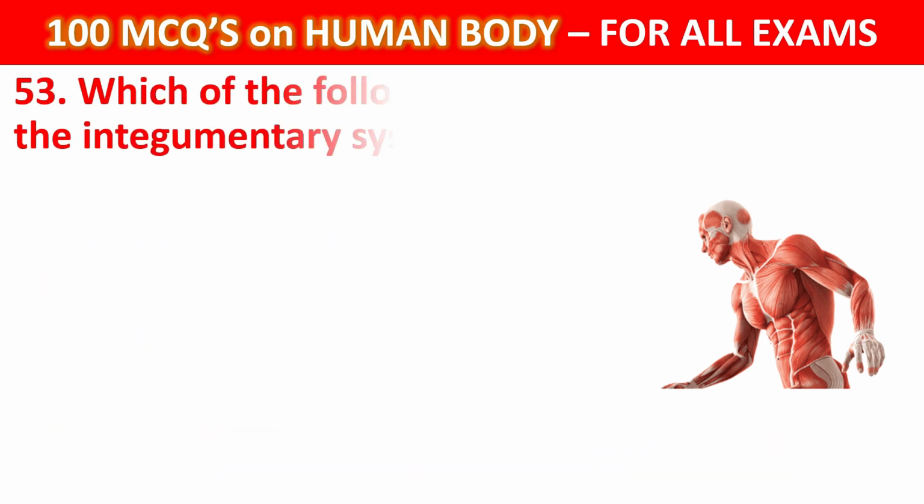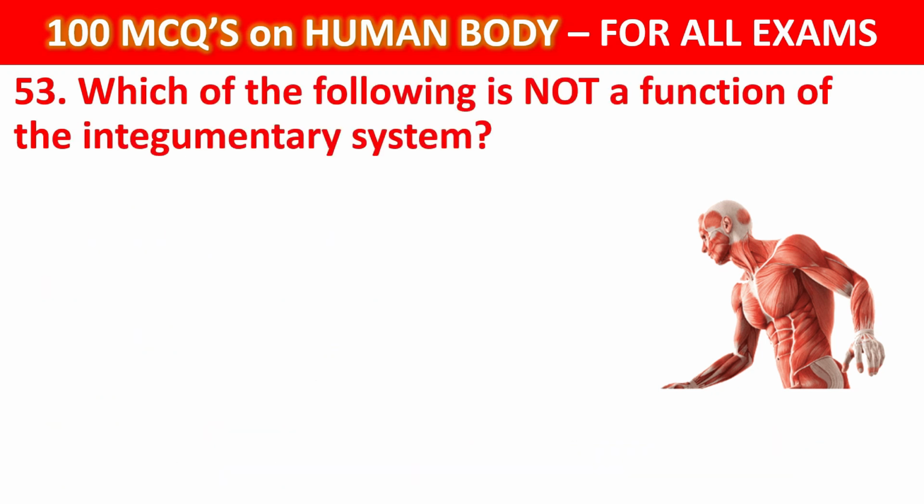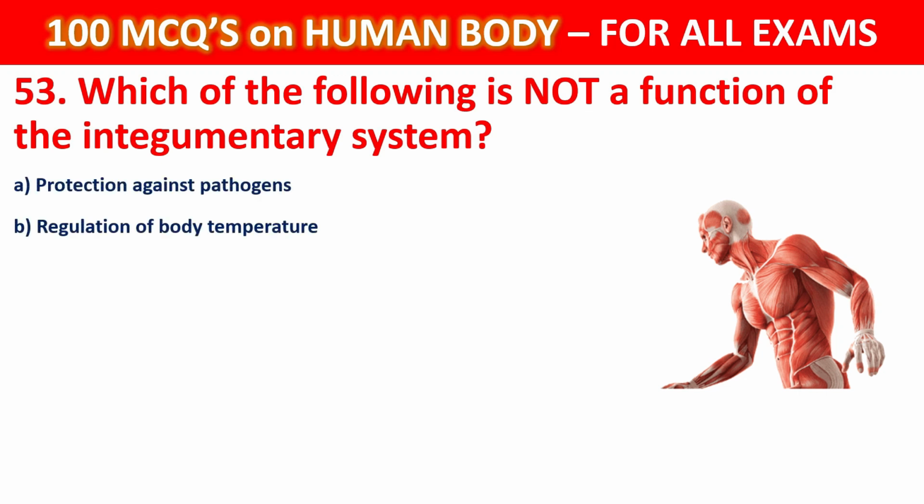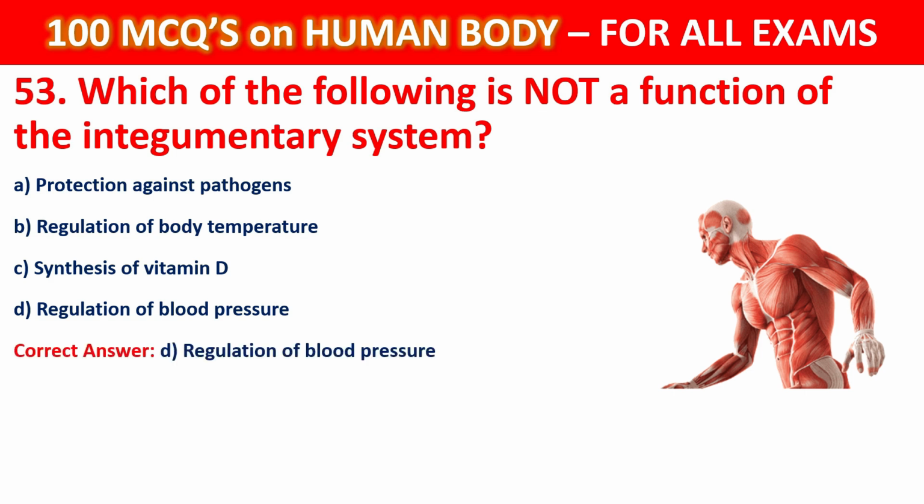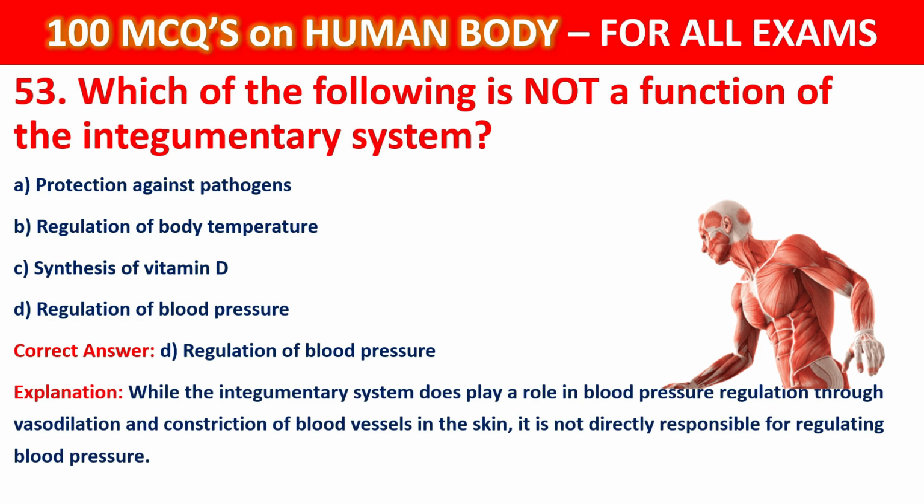Question number 53. Which of the following is not a function of the integumentary system? Your options are protection against pathogens, regulation of body temperature, synthesis of vitamin D, or regulation of blood pressure. The correct answer is D, that is regulation of blood pressure. While the integumentary system does play a role in blood pressure regulation through vasodilation and constriction of blood vessels in the skin, it is not directly responsible for regulating blood pressure.